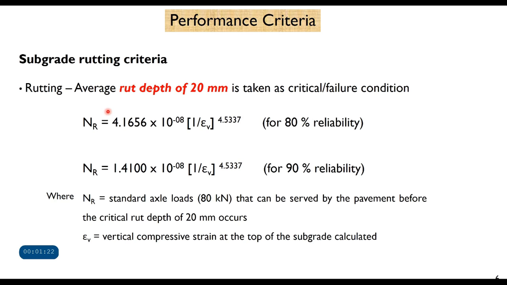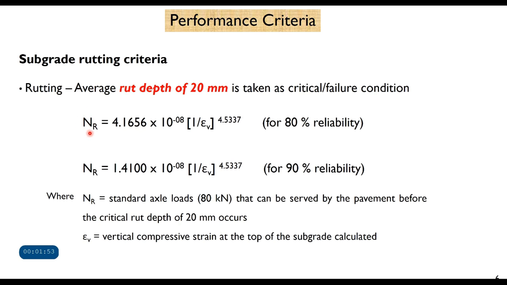The subgrade rutting criterion given in IRC 37 is that if rutting is 20 mm or more, that is considered to be the failure condition, meaning the pavement has failed. And if you calculate the vertical compressive strain at top of subgrade using IITPAVE, you can find out how many repetitions of standard axle load this pavement can take.